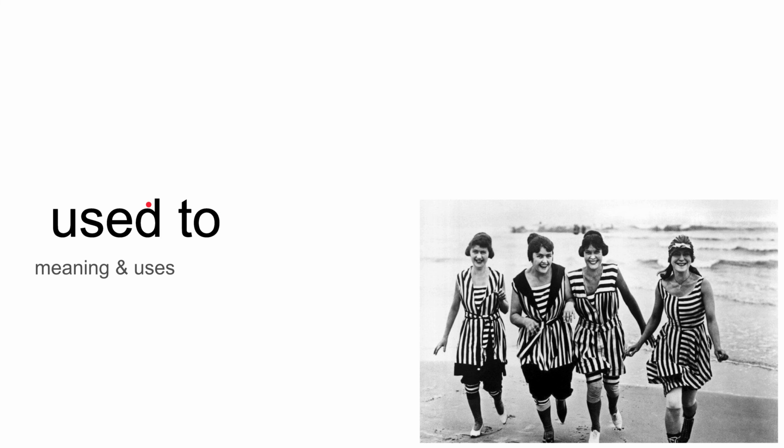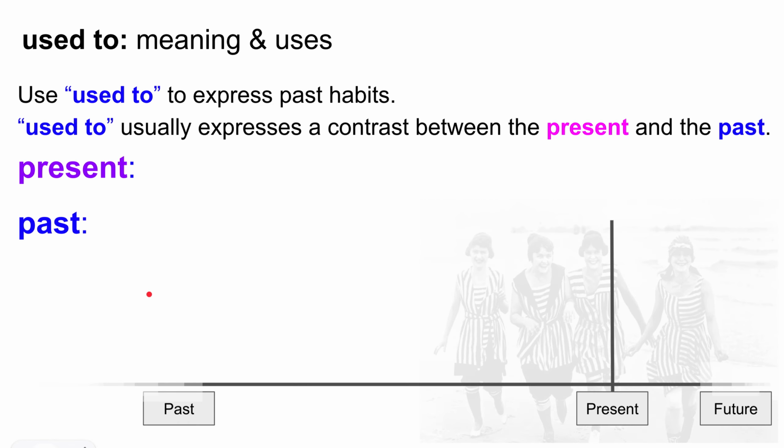Okay, let's start by looking at its meaning and uses. So the first meaning, the first use: used to expresses past habits. Okay, so used to usually expresses a contrast between the present and the past.